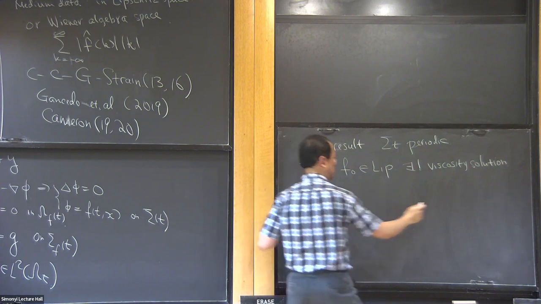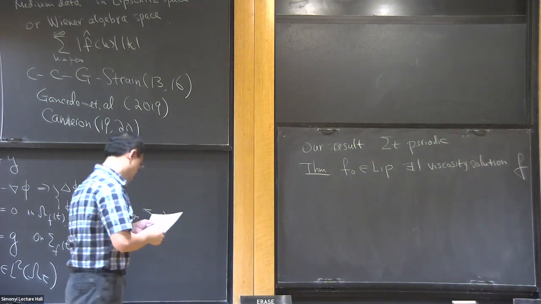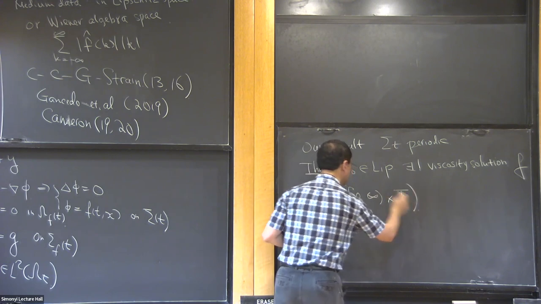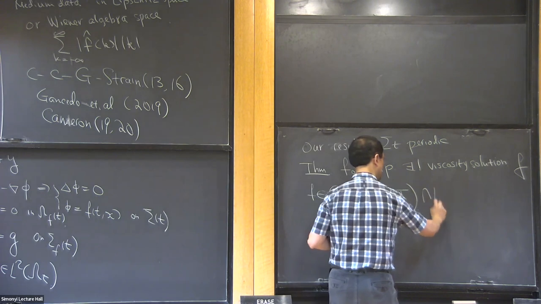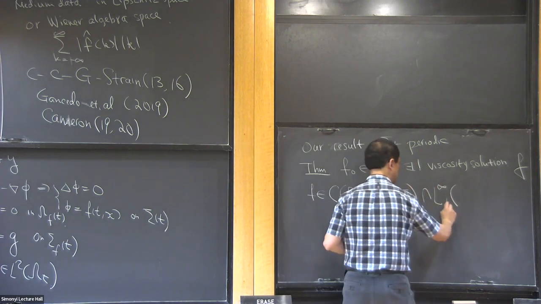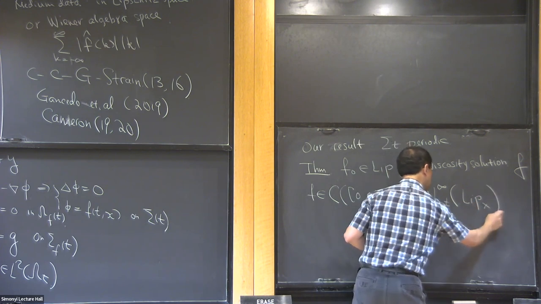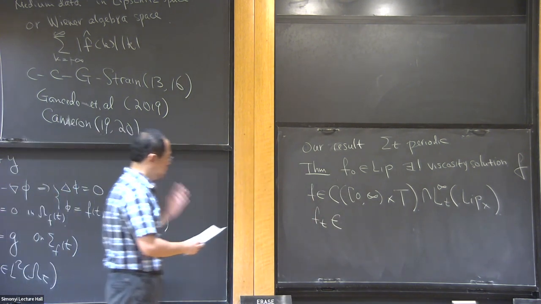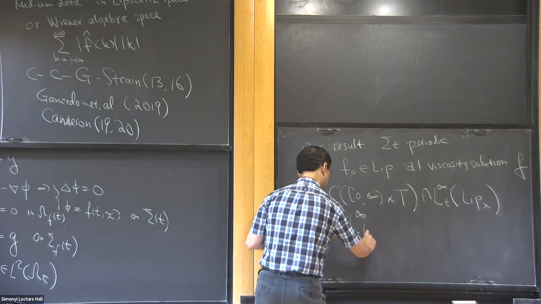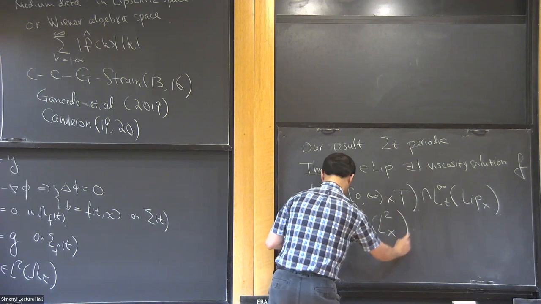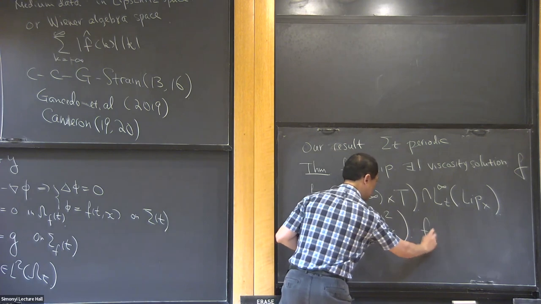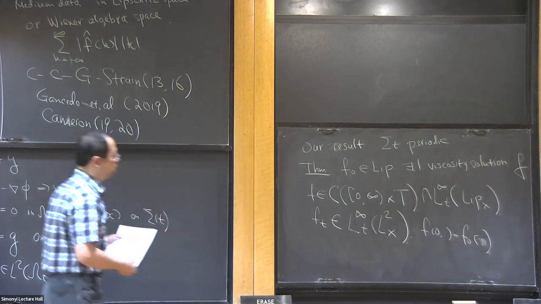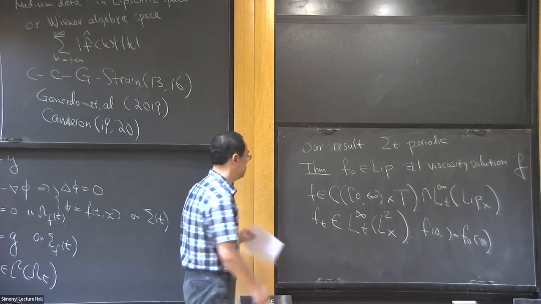f to the Muskat equation, such that f is continuous from 0 to infinity times t, and it is also bounded in a Lipschitz space. So the Lipschitz norm is bounded. And also f_t is in L infinity in t and L2. Of course, we have the initial condition, so f(0) is equal to f0. And the equation is satisfied in a viscosity sense and also in the sense of strong solution.